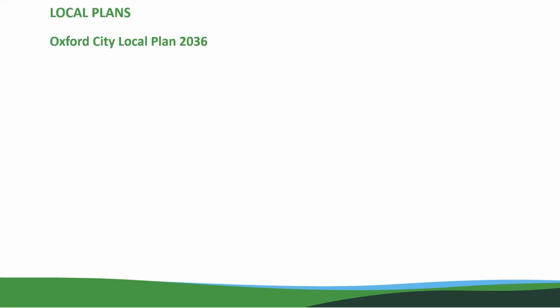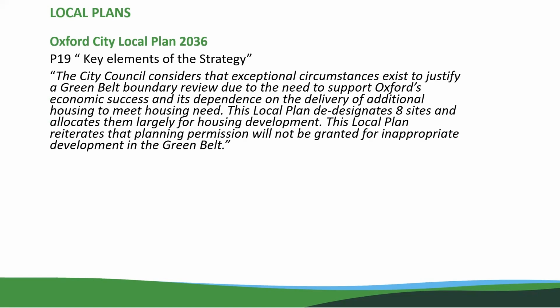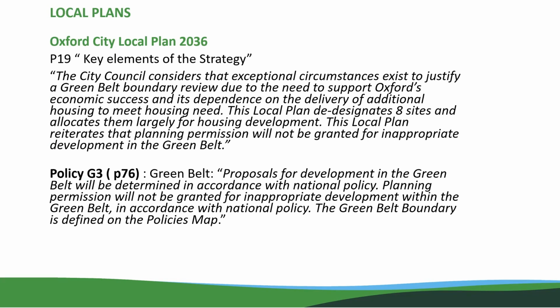Looking at the Oxford City Plan to 2036, page 19 talks of the key elements of the strategy within this plan. Here the council considers that exceptional circumstances did exist to justify a Greenbelt boundary review due to Oxford's economic success and the additional housing need. The plan allocated 8 sites in the Greenbelt for development. But it goes on to say in policy G3 that other than these redesignated sites, proposals for the Greenbelt will be determined in accordance with national policy.